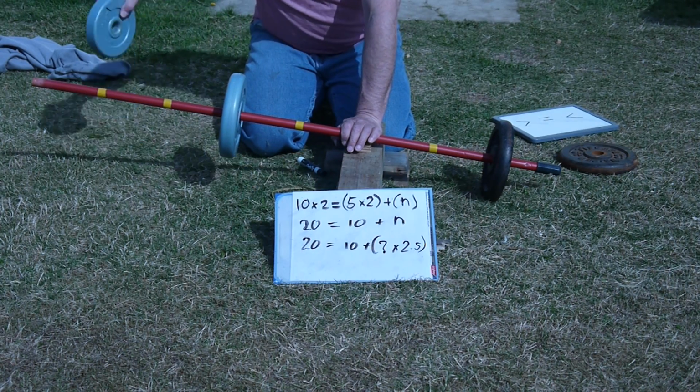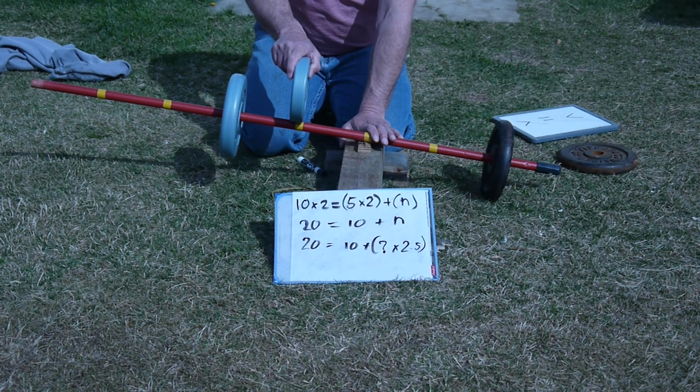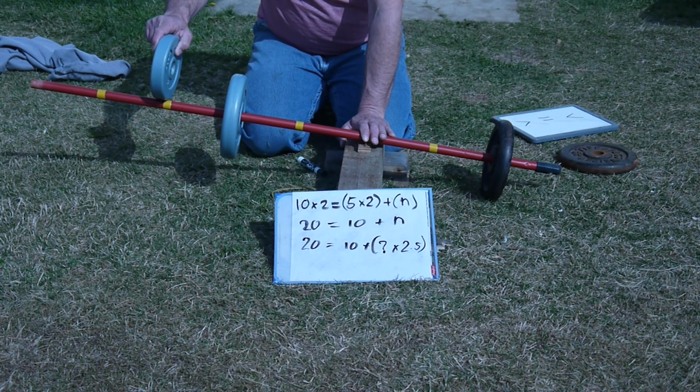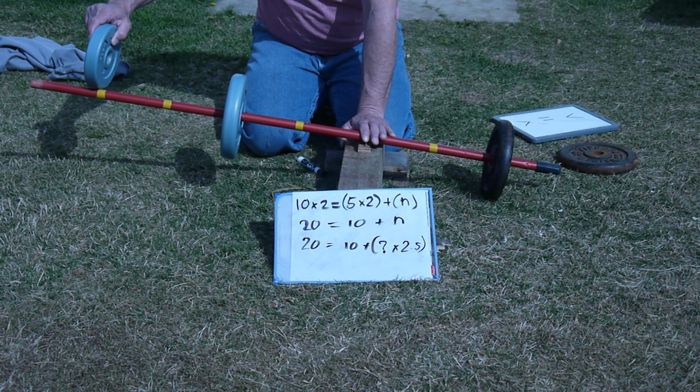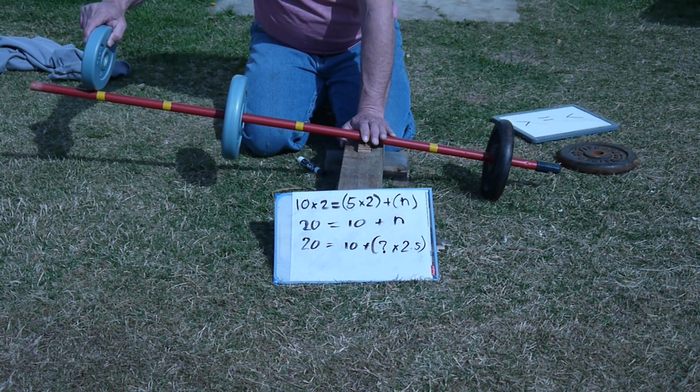I'm going to introduce this 2.5. I'm going to count it up. 2.5, 5, 7.5, 10. 2.5 times 1, 2, 3, 4 should give me 10.